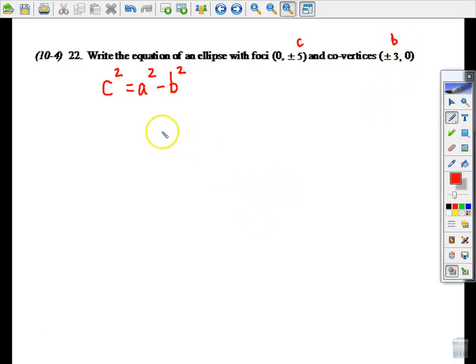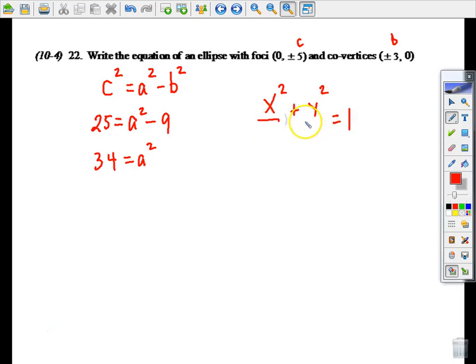So what we're missing is A, and therefore A squared. Well, if C is 5, C squared is 25. I'm searching for A squared. If B is 3, then B squared is 9. Adding 9 to both sides, I get A squared is 34. Okay, so I have my A squared and I have my B squared, and this much of my equation for an ellipse I know because it never changes. X squared and Y squared never change.